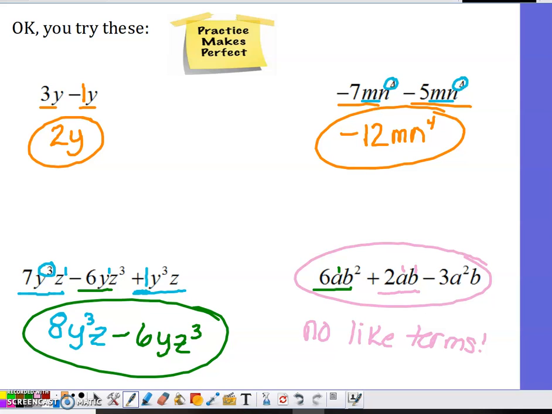Hopefully by this point you're feeling pretty confident with combining like terms. Again, just the big thing to remember, in order for two terms to be considered like terms, they have to have the same variable or variables, and those variables have to be raised to that same power.